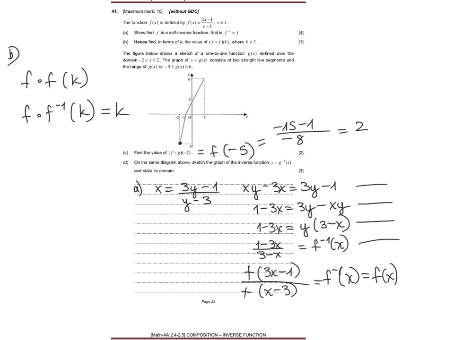Okay. On the same diagram above, sketch the graph of the inverse function. Okay, so this is where we just switch points. So (-2, -5) is going to be (-5, -2). And then we have (-1, 0), so (0, -1). And we have (0, 2), so (2, 0). And we have (2, 6), so (6, 2). And then we can connect that with lines.